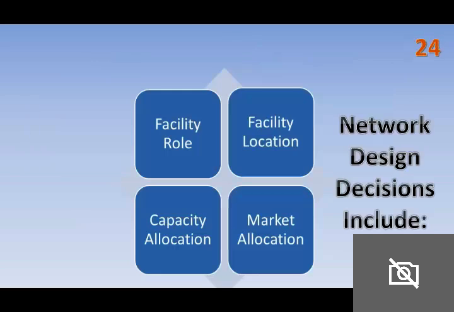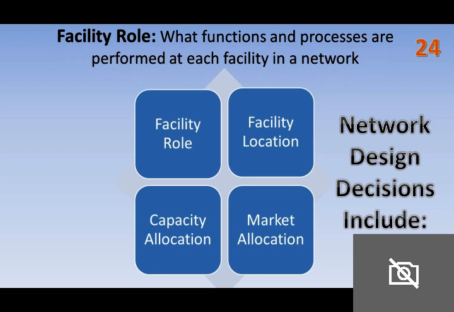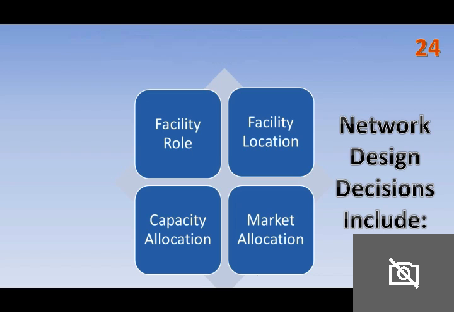Network design has four major decisions. They include, number one, facility role. So what is the role of the facility? Is it a cross dock? Is it used to improve service? Is it storage? What specific functions are performed at each one of the facilities within a network?